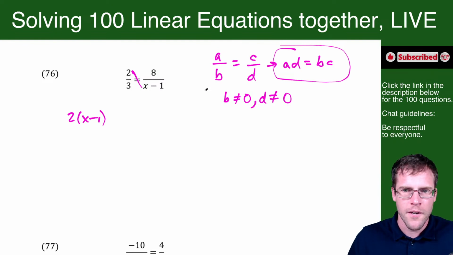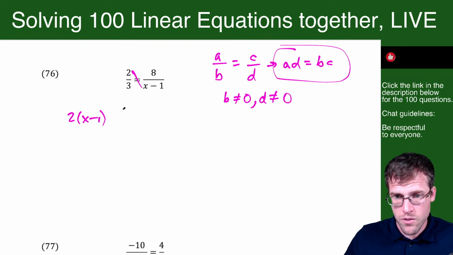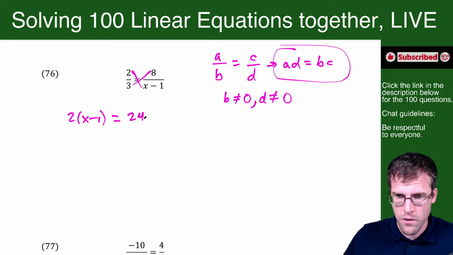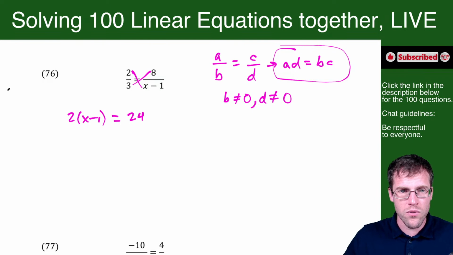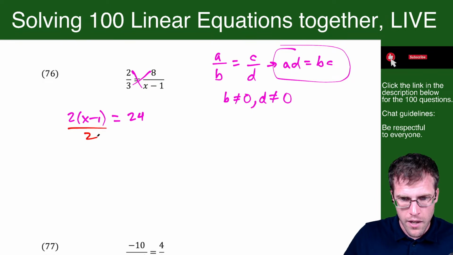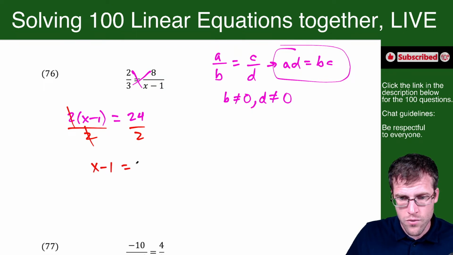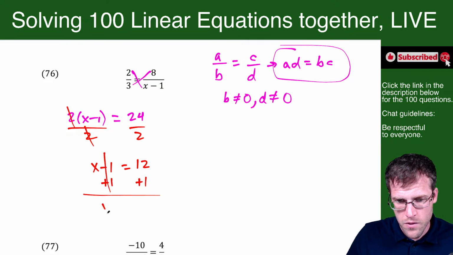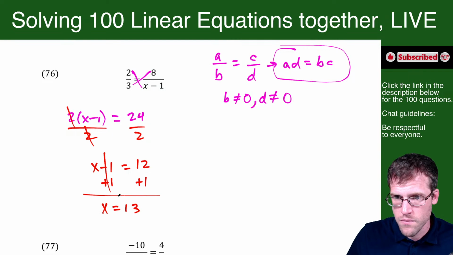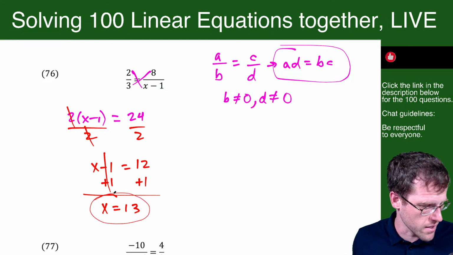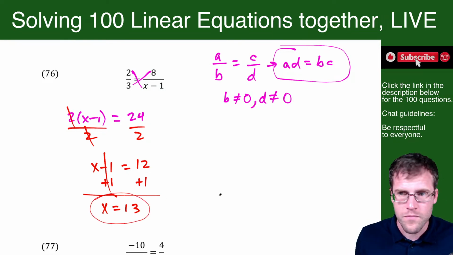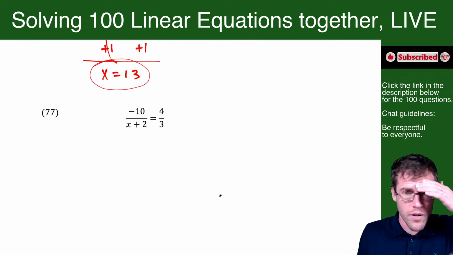All right, this works. So I'm doing 2 times x minus 1 equals 3 times 8 or 8 times 3, which is 24. And now I could distribute, or if I want to be fancy, I could divide both sides by 2. And now I have x minus 1 equals 24 over 2 is 12. And then go plus 1. So x equals 13. So 76 should be 13. Okay. All right, moving on.